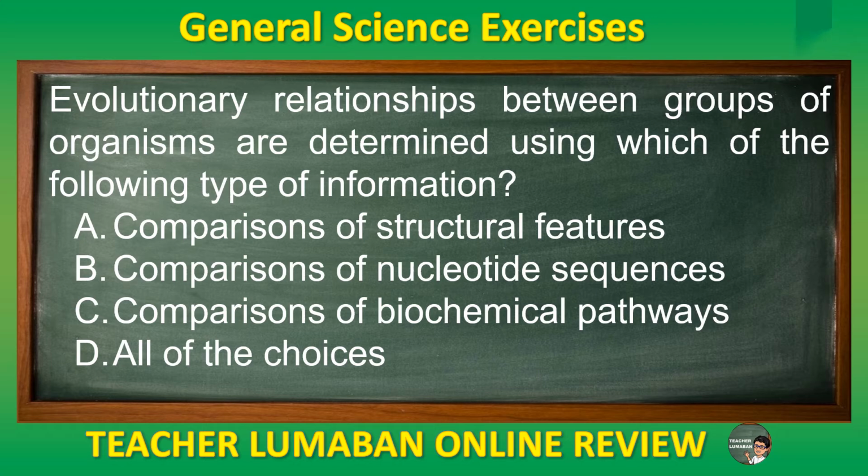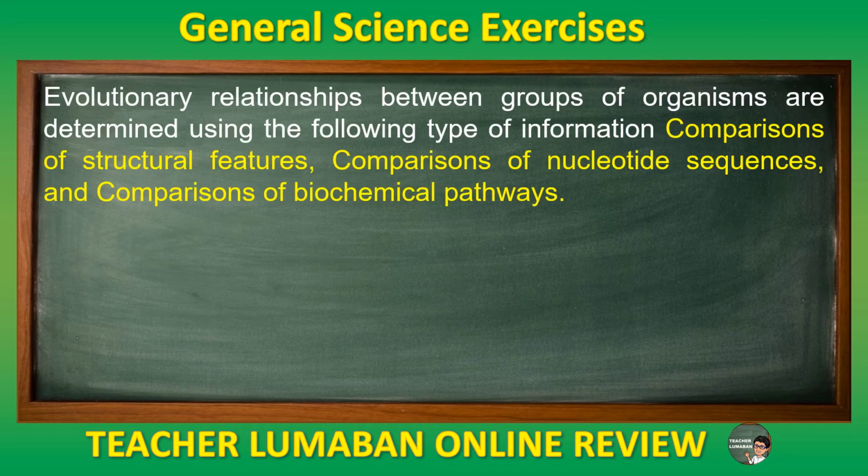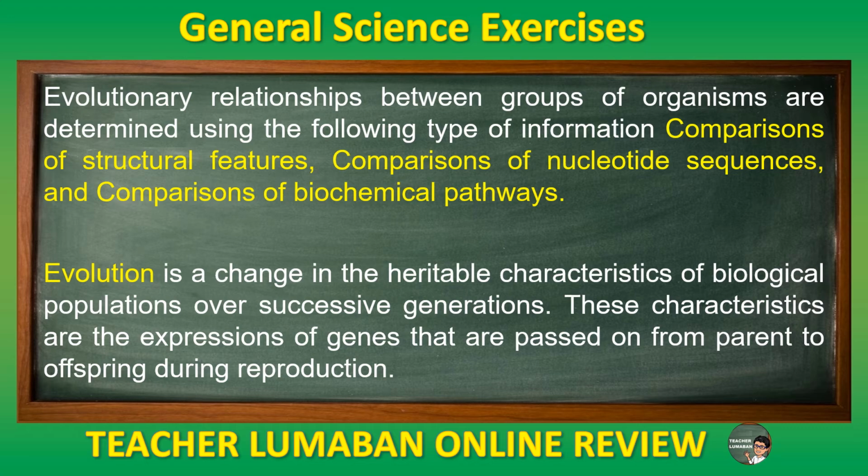The correct answer is letter D, all of the choices. Evolutionary relationships between groups of organisms are determined using the following type of information: comparisons of structural features, comparisons of nucleotide sequences, and comparisons of biochemical pathways. Evolution is a change in the heritable characteristics of biological populations over successive generations. These characteristics are the expressions of genes that are passed on from parent to offspring during reproduction.